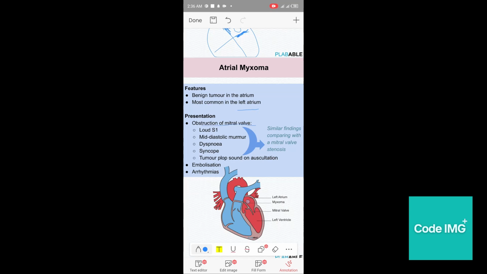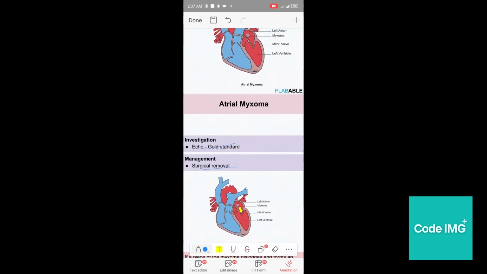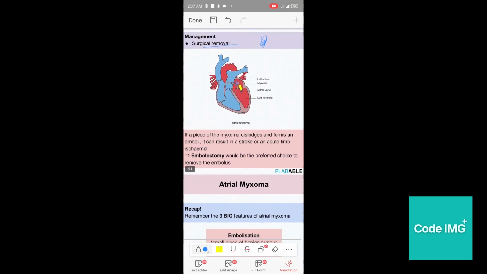It causes the obstruction of the mitral valve, leading to a loud mid-diastolic murmur, dyspnea, syncope, and a tumor plop sound on auscultation. As I said earlier, it's pedunculated and keeps on moving freely, but it is attached to the interatrial septum on one side. So embolization and arrhythmias. Echo is the gold standard, and you remove it surgically. If you are confused whether it's a clot or a tumor, you can go for the cardiac MRI. And the management is surgical removal.